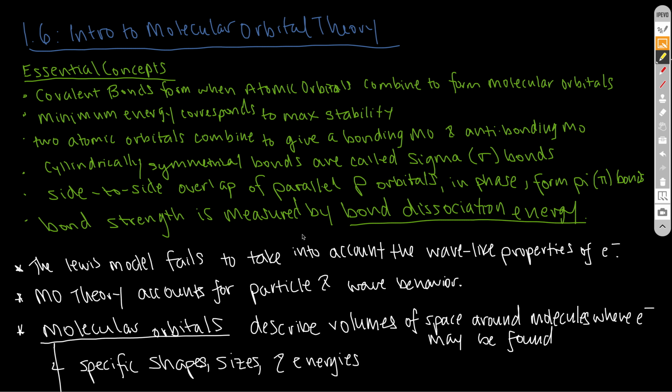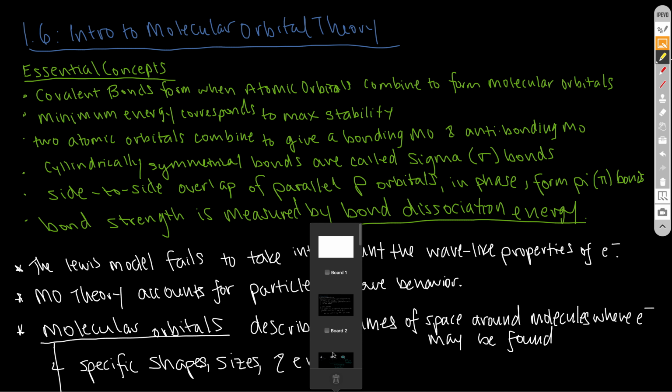So the Lewis model fails to take into account the wave-like properties of electrons. Molecular orbital theory accounts for both particle and wave-like behavior. Molecular orbitals describe volumes of space around molecules where electrons may be found. So that's what I was just saying. We can move on to our next slide.